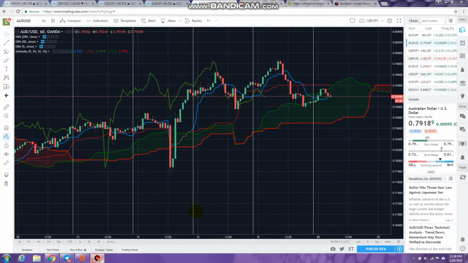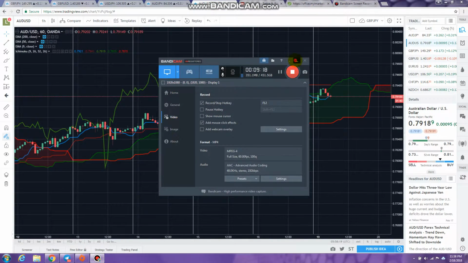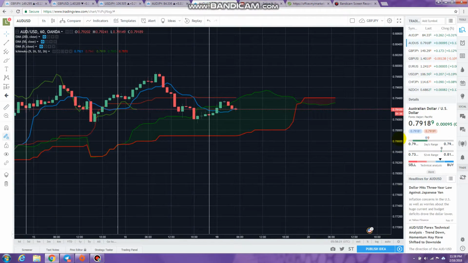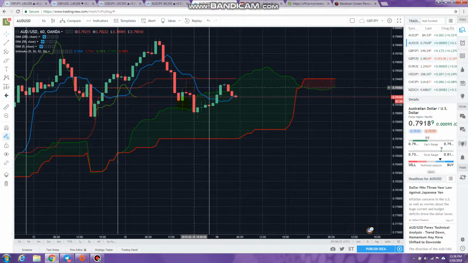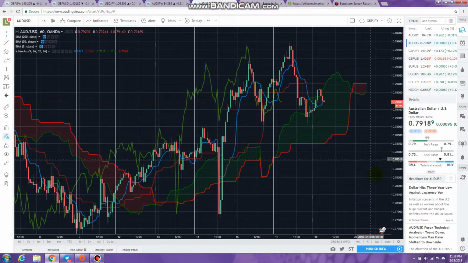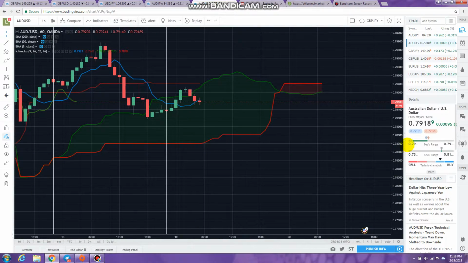Alright, AU. How long do I have for AU? Oh, 45 seconds. Let's do it. Conversion line above the baseline. Bullish movement. We're in the cloud. The price broke the baseline. That's a bullish indicator there, for uptrend, which we are in still.